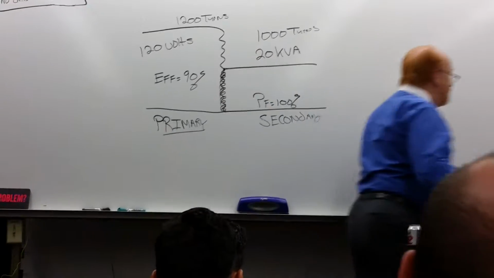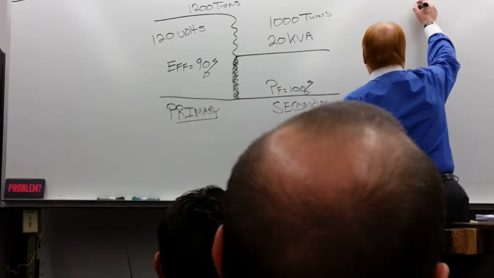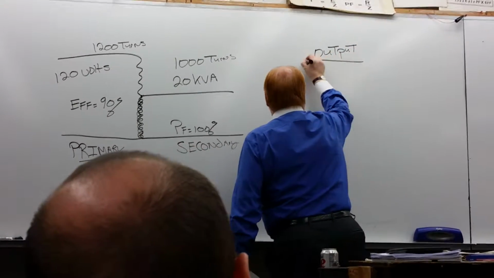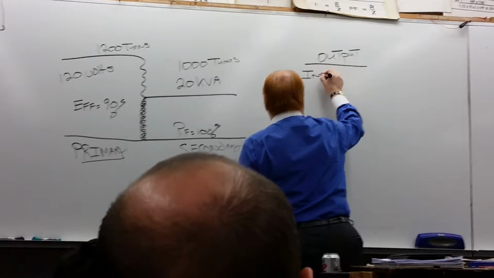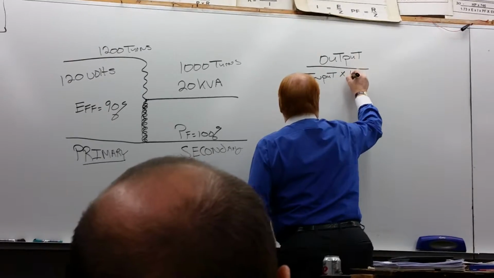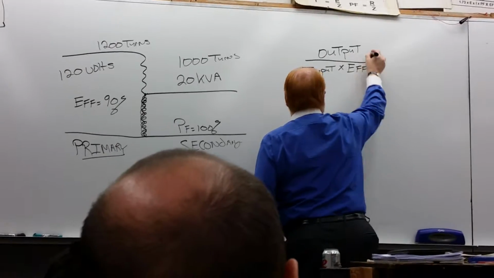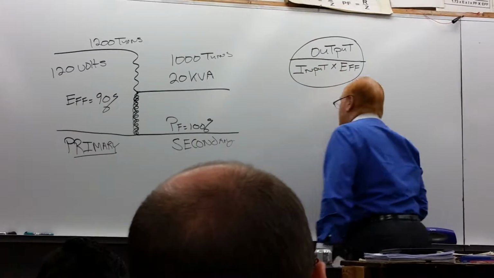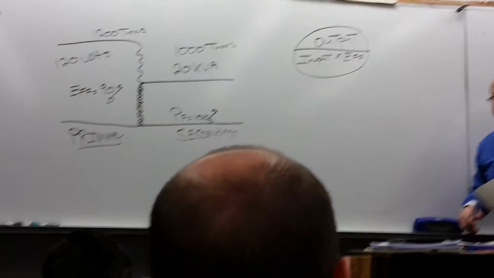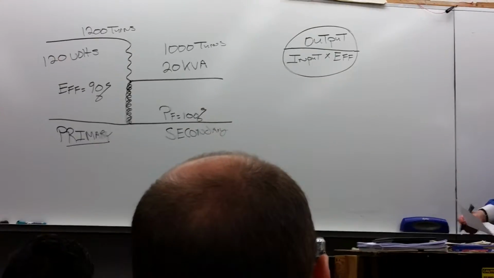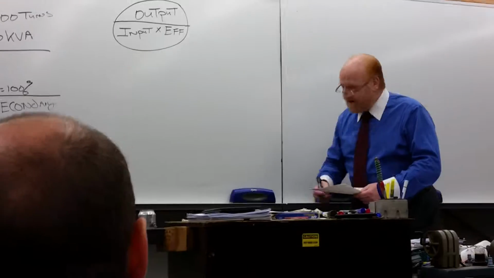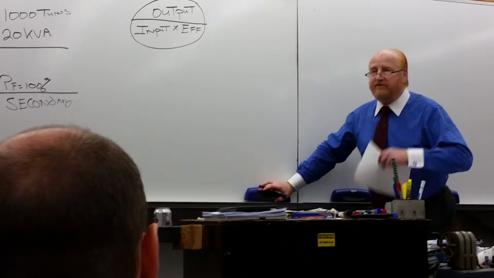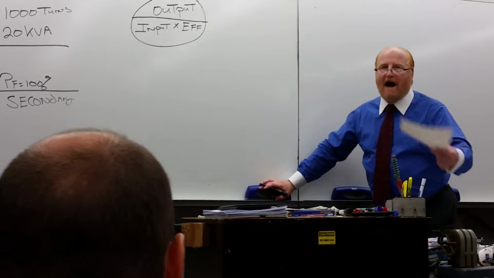And one of the most important formulas that I can teach you is that the output is to the input times the efficiency. And I put a circle around this. The output represents the secondary side. The input represents the primary side. The input is always going to be expressed in watts.